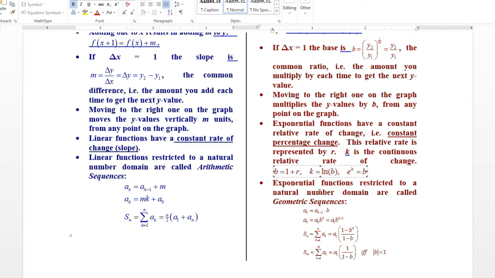If you take an exponential function and restrict it to the natural number domain, it's called a geometric sequence. So geometric growth, exponential growth, same thing basically. Arithmetic growth, linear growth, that's the same thing. Here's a recursive formula and a non-recursive formula for that, and then here's the formula for the sum.